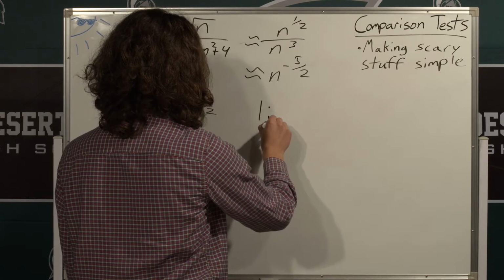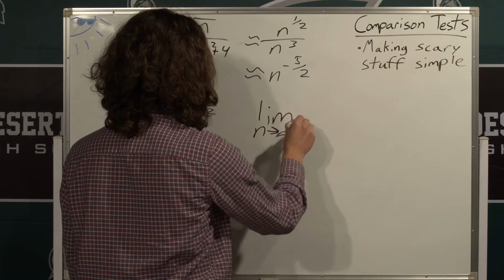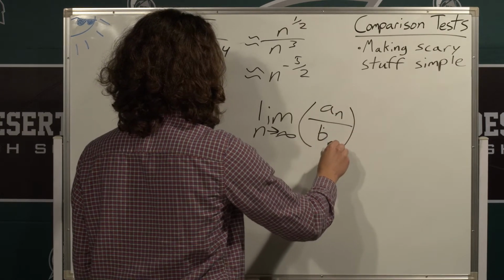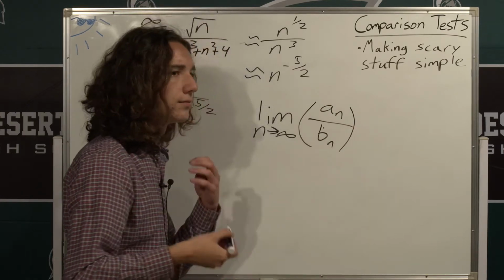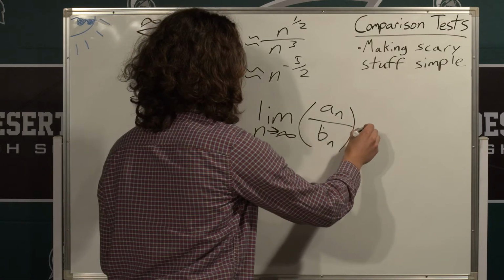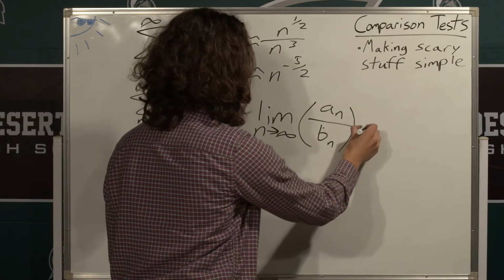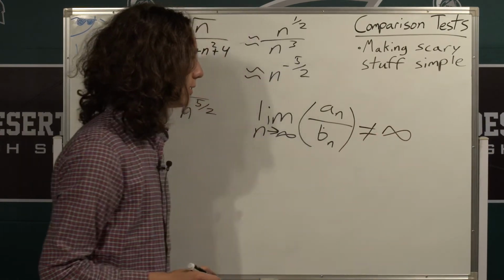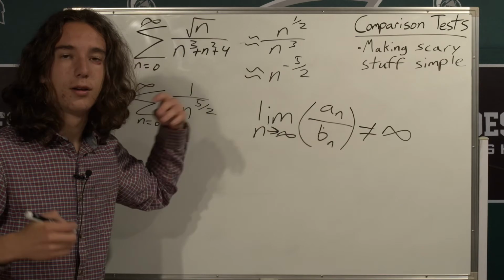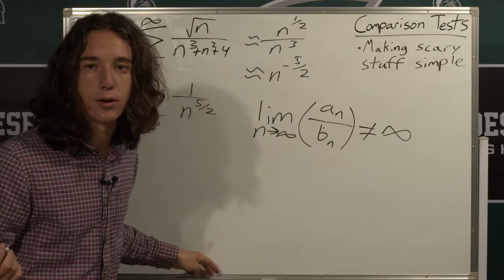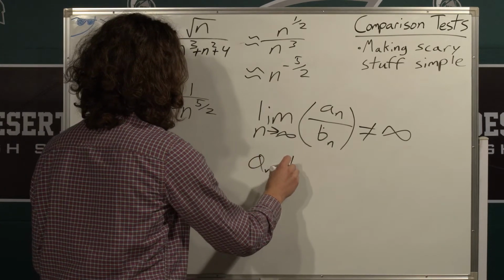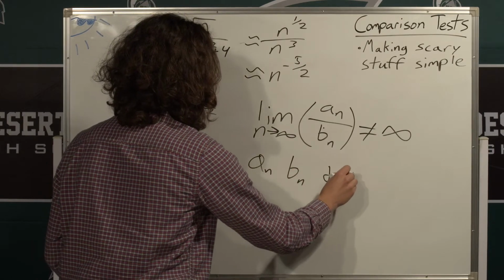if the limit as n approaches infinity of some series a sub n over some series b sub n is, like, I don't know how to say, is a real number. Like, if it's not infinity, if this is some whole number, then a sub n and b sub n do the same thing.